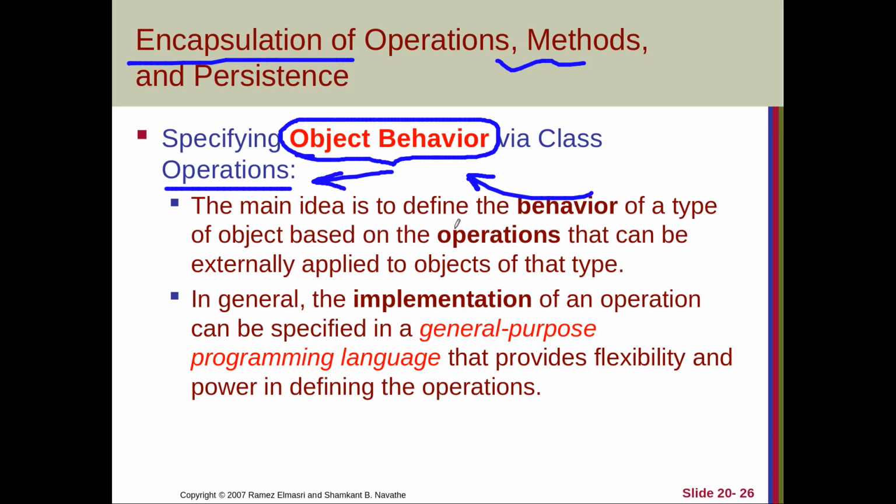The main idea is to define the behavior of a type of object based on the operations that can be applied externally to the objects. So object.operation will decide the behavior; you should know the name of the operation, and the object name dot operation name will decide the object behavior based on the definitions given in the operations. In general, the implementation of an operation is like the body of a function. So the operation can be a function here, and the implementation can be the body of the function or operation.